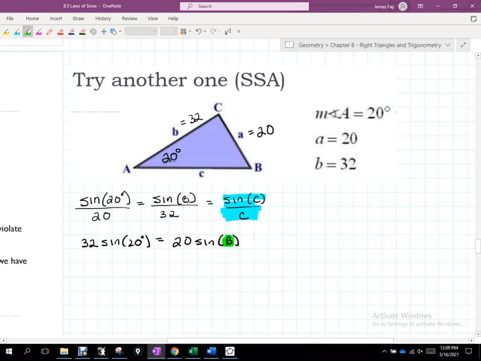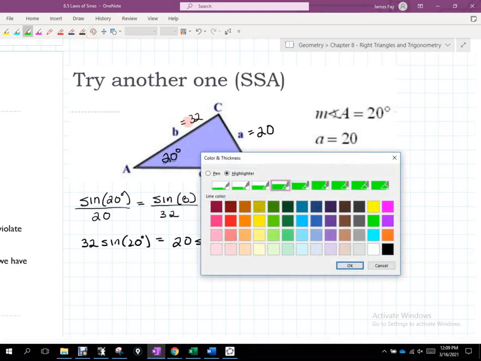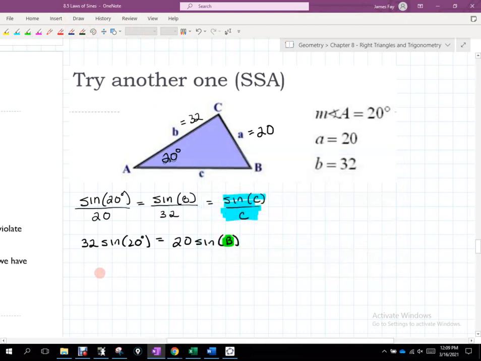And that's stuck inside those parentheses. You cannot do anything with that until you get sine of B by itself. So what do I need to do to both sides to get sine of B by itself? Divide by 20. Good. So I'm going to do that, and we'll get 32 sine of 20 degrees divided by 20 is equal to sine of B.